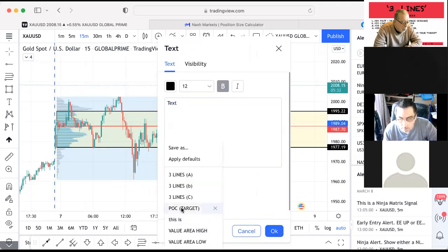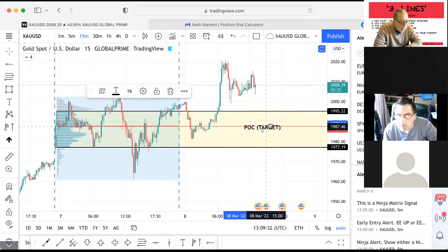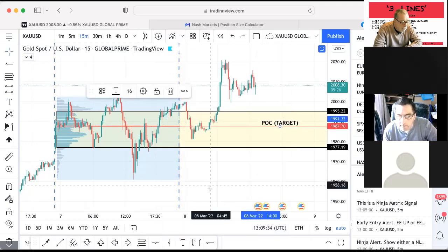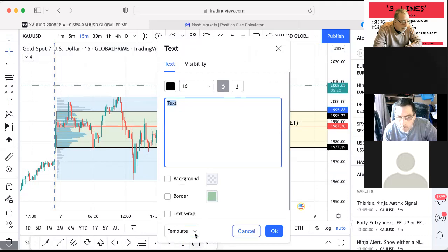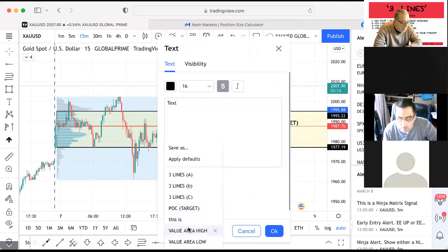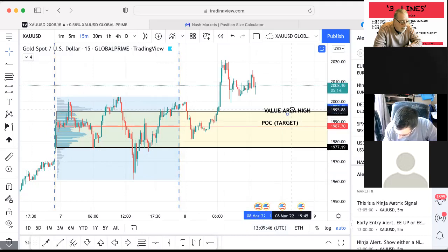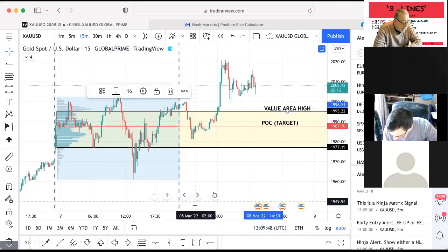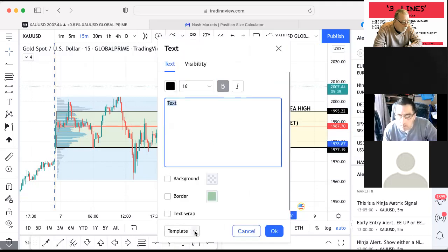Template, yeah, there we go, POC. So that's today's target. Put that on there. Look for a template, value area high. Put that there. And the last one, value area low.